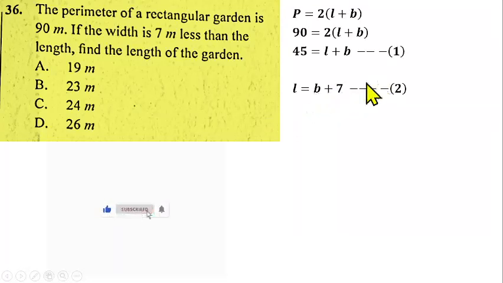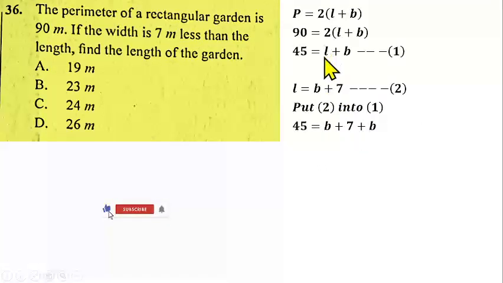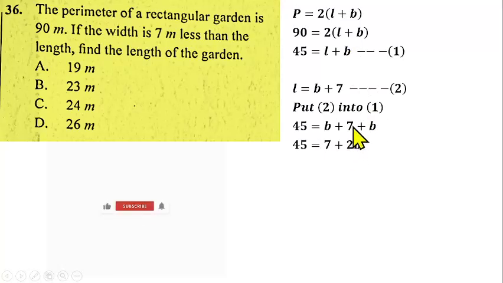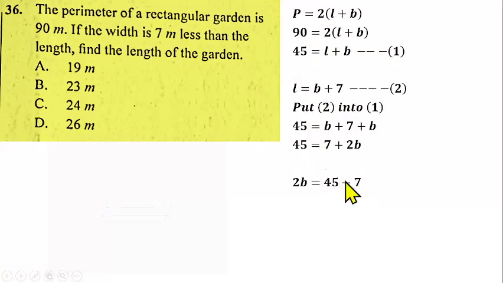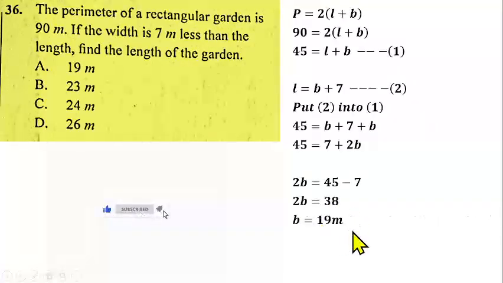So now we can put equation 2 into equation 1, because we have L equals b plus 7. So wherever you see L here, you put b plus 7. So we have 45 equals b plus 7, which is replacing L here, plus b. So we have 45 equals b plus b, which gives us 2b. So we have 45 equals 7 plus 2b. Collect like terms: 2b equals 45 minus 7. 2b equals 38. Divide both sides by 2. b will be equal to 19 meters.